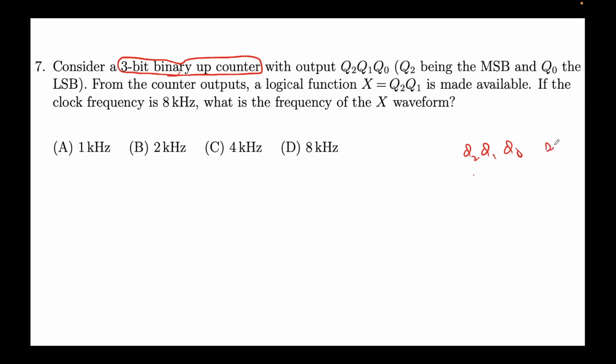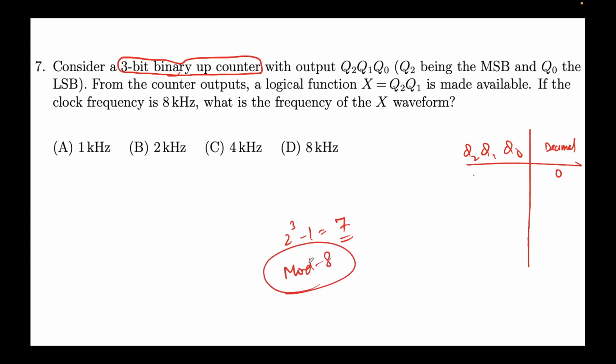So let's write the decimal value here. Up counter means it starts from 0, and for 3 bits, the maximum value is 2 to the power 3 minus 1, which is 7, or you can also say it is mod 8. Remember mod 8: the maximum value is n minus 1, 8 minus 1, 7. It will run from 0, 1, 2 to 7, and correspondingly you obtain 0, 0, 0 to 1, 1, 1. This is how the truth table will look. From the counter output, the question says this is nothing but your 3-bit up counter truth table.